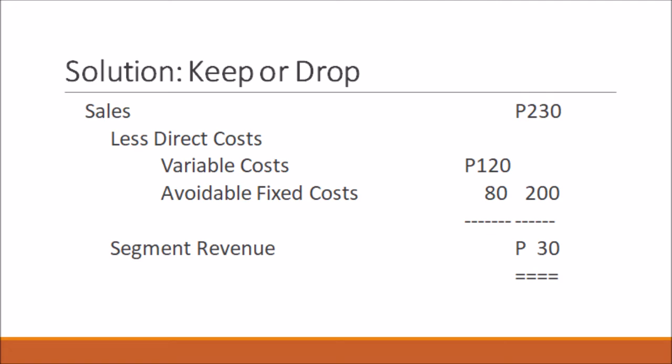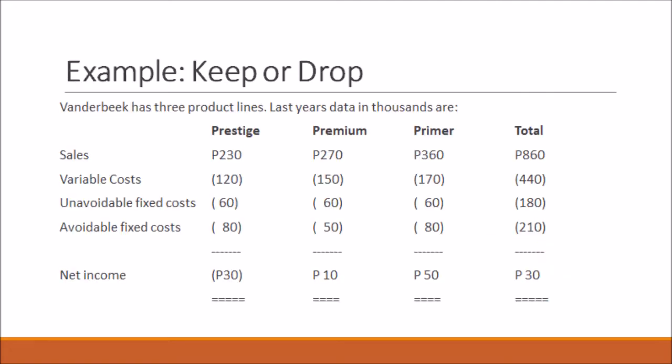Now in the given problem, in the illustration, it was stated that the net income is negative 30 pesos. That is because the unavoidable fixed cost is allocated to the Prestige. Now if we consider only the relevant costs, we'll get a segment margin of 30 pesos. So that is for the decision. The decision is to keep the product line of Prestige.